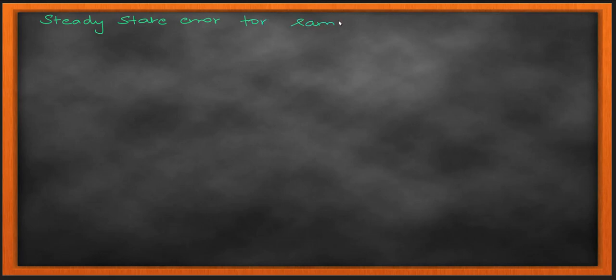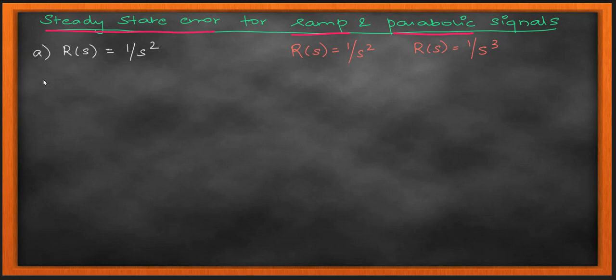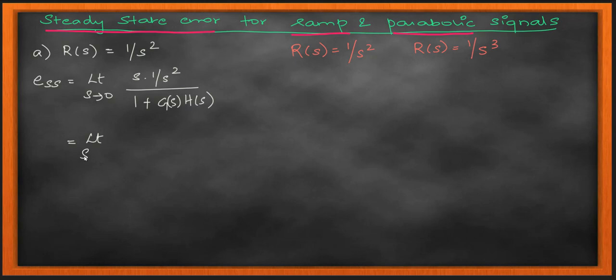Same way I can do this for my ramp and parabolic signals, where my R of S is going to be 1 by S square and 1 by S cube. And I can just make a guess right here that I'm going to get my output to be what? 1 by Kv and 1 by Ka, right? Because of that S square, I'm going to get that S into G of S into H of S, and that's going to be my Kv, velocity error constant, and then for my S cube, I'll be getting it as S square into G of S into H of S. That's going to be my acceleration constant Ka.